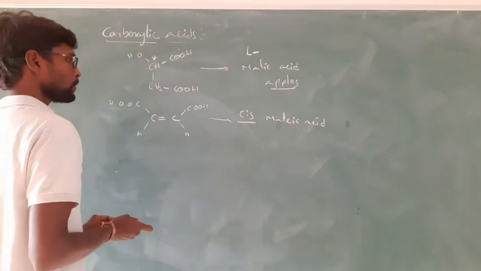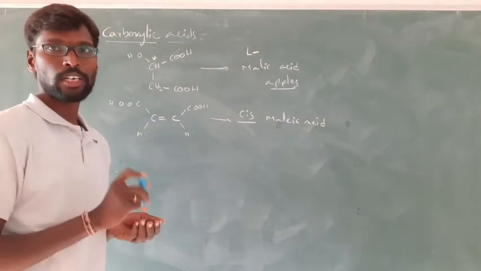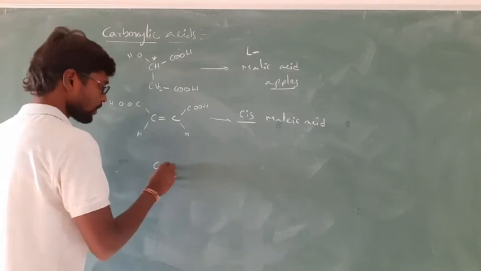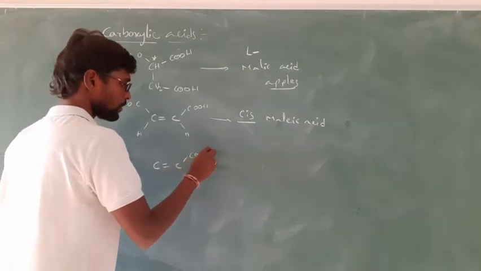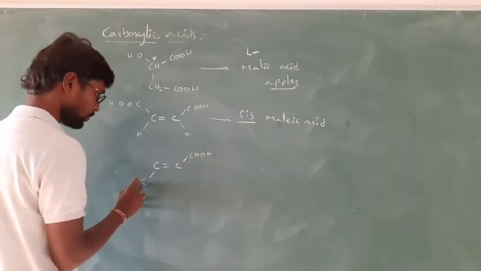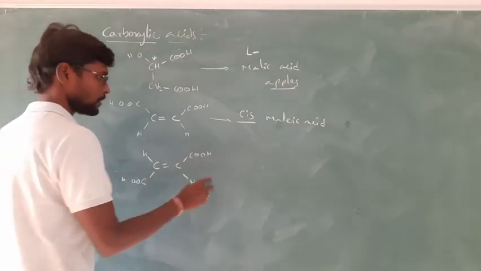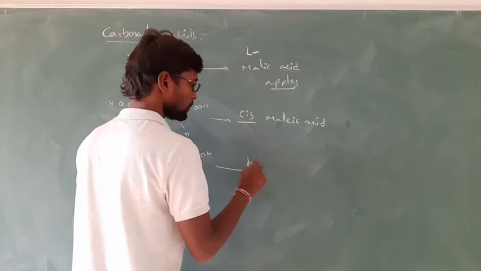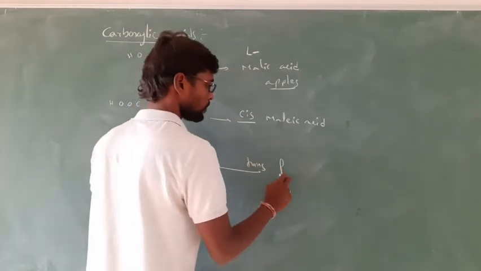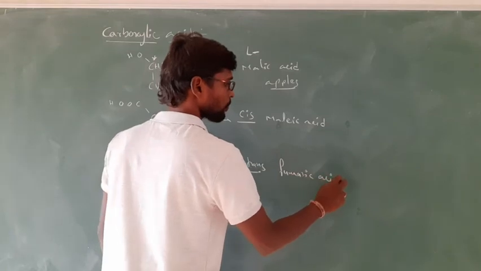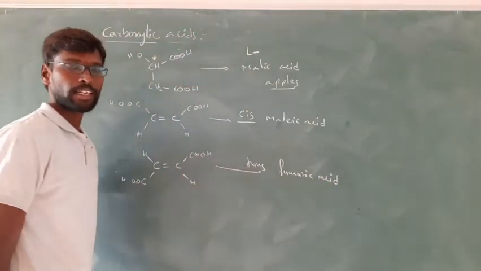Right. So next one, which you will also get in apples, is fumaric acid: CHCOOH, and on the opposite side you will get COOH. That means these two hydrogens are in a trans position. This is called fumaric acid.